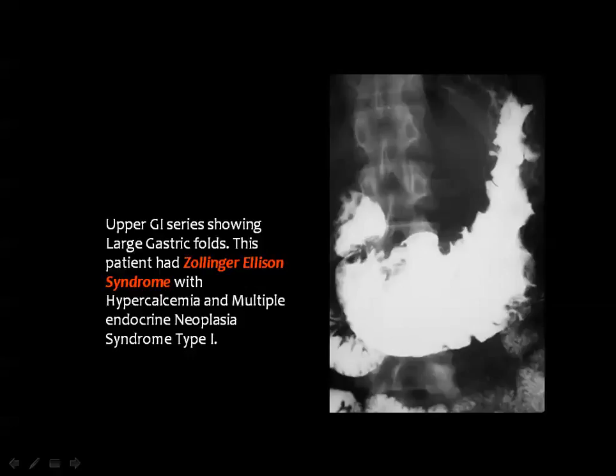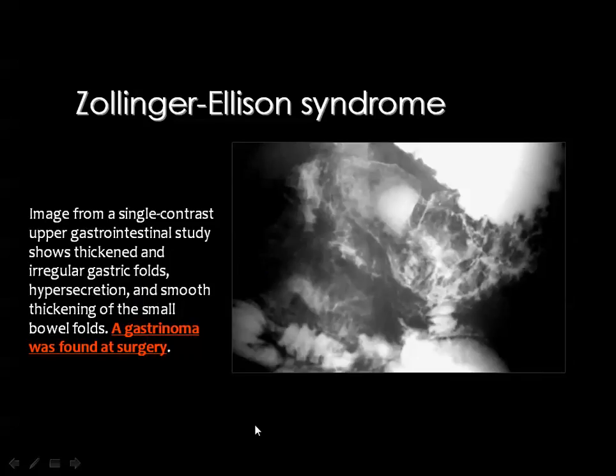Then the mucosal folds will be hypertrophied and prominent, and usually there is poor coating of the mucosa by barium due to the presence of hypersecretion. As you can see in this case, there is a relative dilution of the barium, poor coating of the gastric mucosa, hypertrophy of the gastric mucosa, as well as the duodenal mucosal folds.